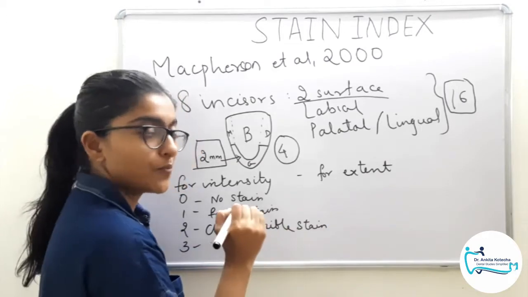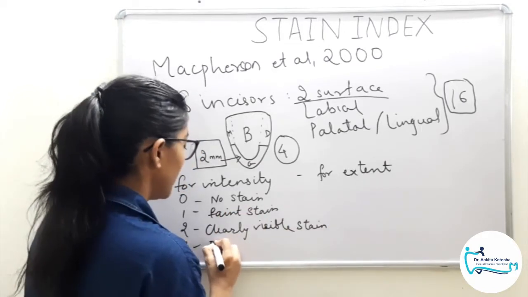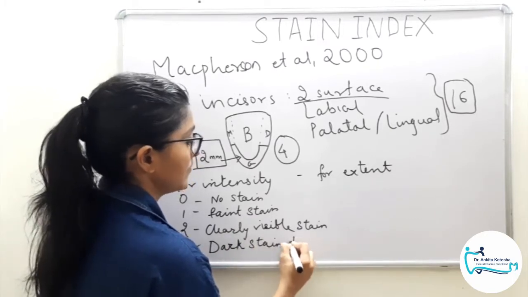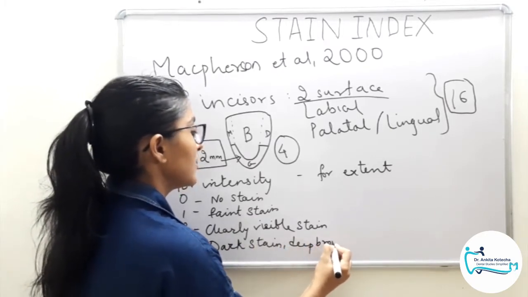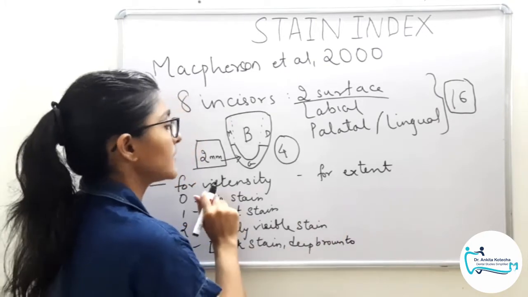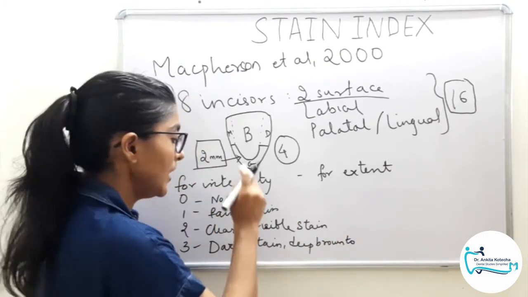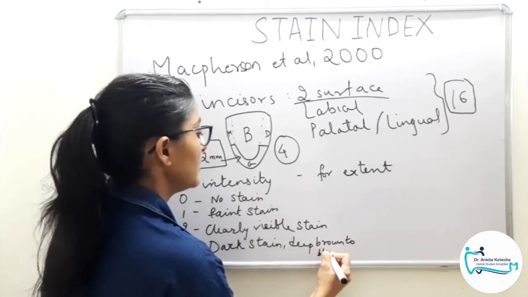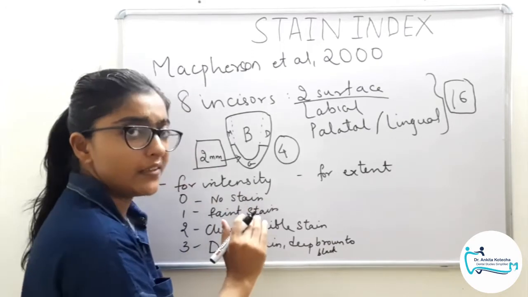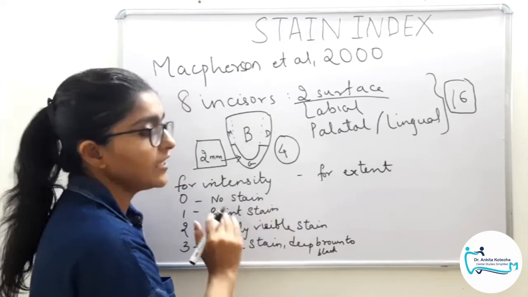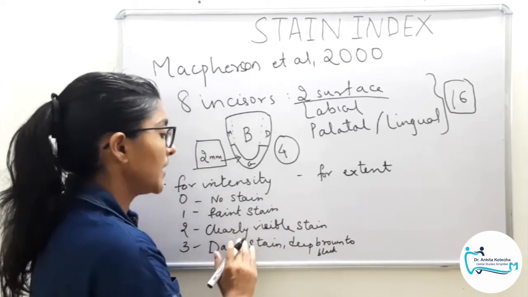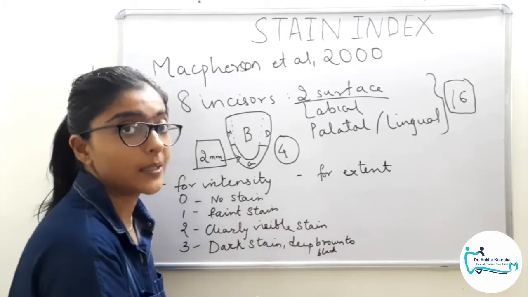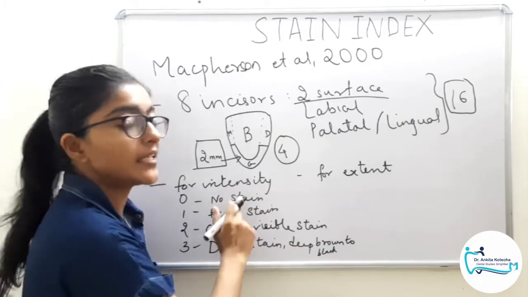Here it is orange to brown and here it is dark stains, that is deep brown to black. Clear? I hope now the criteria intensity is clear to you all. It is about the depth of the color of the stain. Clear? From no stain to faint stain to clearly visible stain, and frankly it is stain but the color has changed from orange to brown to deep brown to black. This is the scoring criteria for intensity.